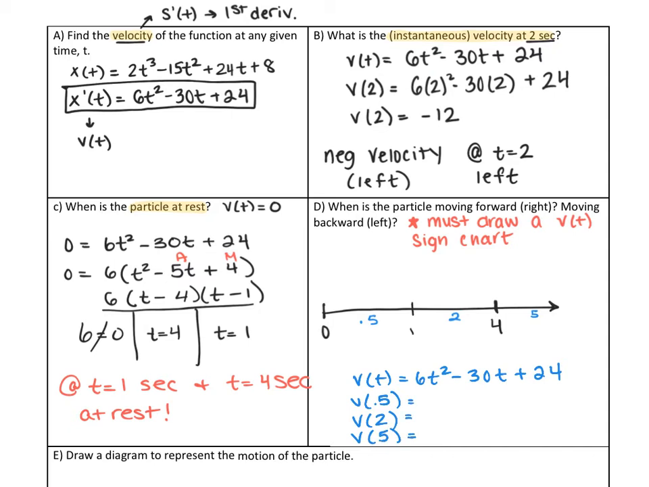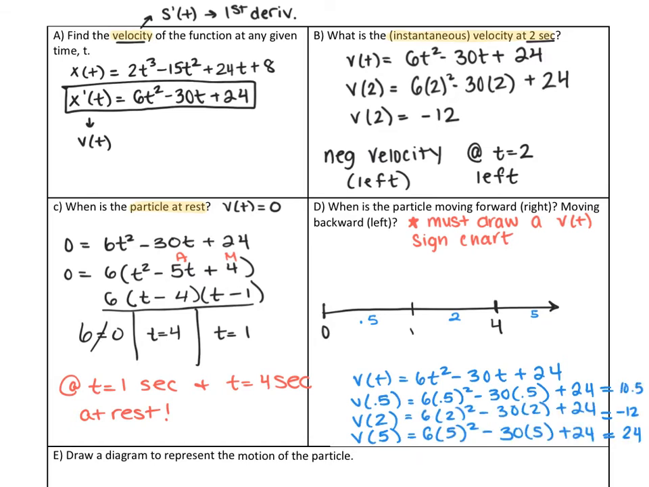So take a couple minutes and substitute 0.5 for t, and 2 for t, and 5 for t, and get me 3 values, and then hit resume when you're ready for the answer.